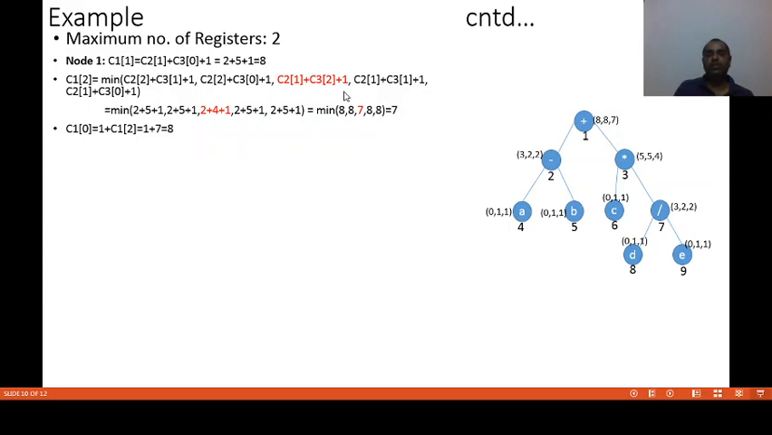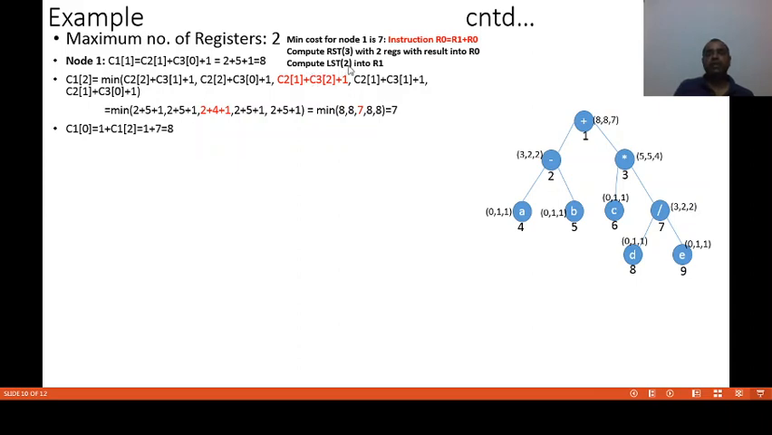Store cost. So the instruction corresponding to this will be what? The minimum cost for node 1 is 7. The instruction is R0 equal to R1 plus R0, and compute right subtree for node 3 with 2 registers, with the result into R0. You can see here, the right subtree, that is node 3, will be evaluated by 2 registers.